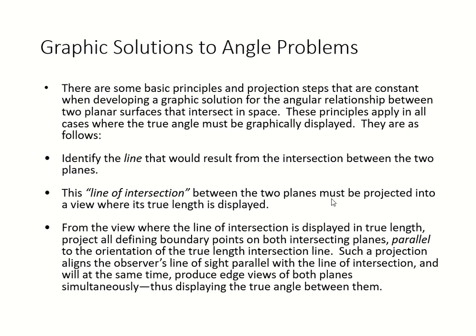So first, we're going to identify the line that's going to result from the intersection between the two planes. So you have two planes, they intersect each other. We're dealing with the angle in between them. The first thing we do is identify the line that will result from that intersection between the two planes. We call it the line of intersection. And that has to be projected into a view where the true length is displayed.